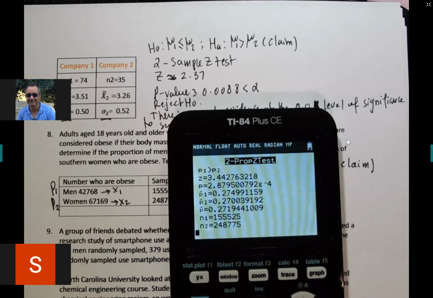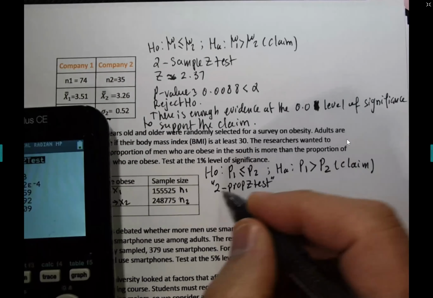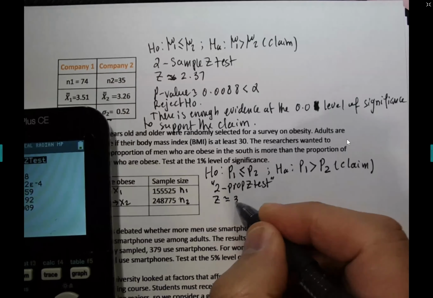And I got Z to be 3.44. And the p-value, look at the p-value, guys. There's an E minus 4. Don't ignore that. So Z is 3.44.